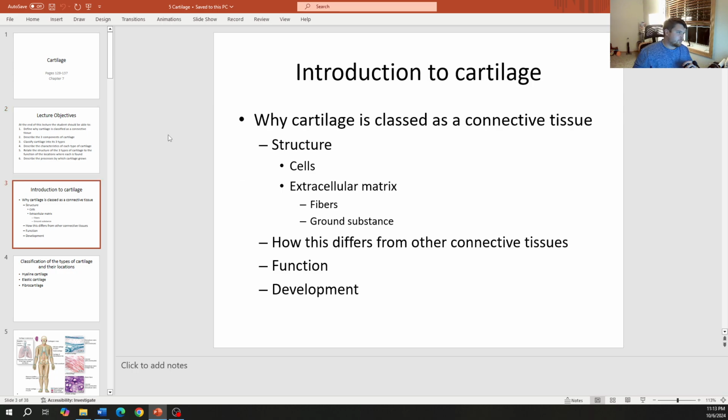So, looking at why it's classified as a connective tissue, obviously the structure of it in general, with the cells, the extracellular matrix having fibers and ground substance, very much like all the other connective tissues that we have looked at. We will look at also how it differs from other connective tissues, its function and development.